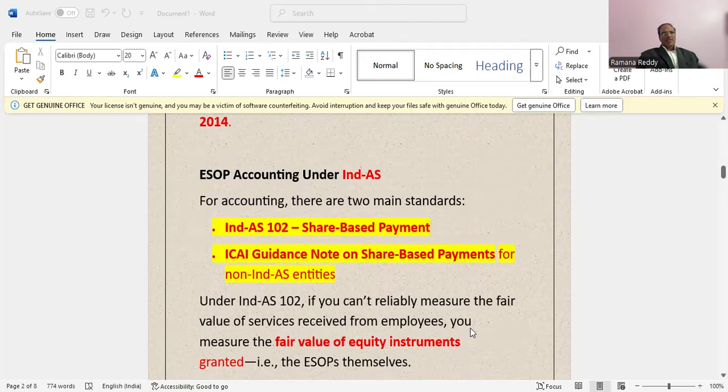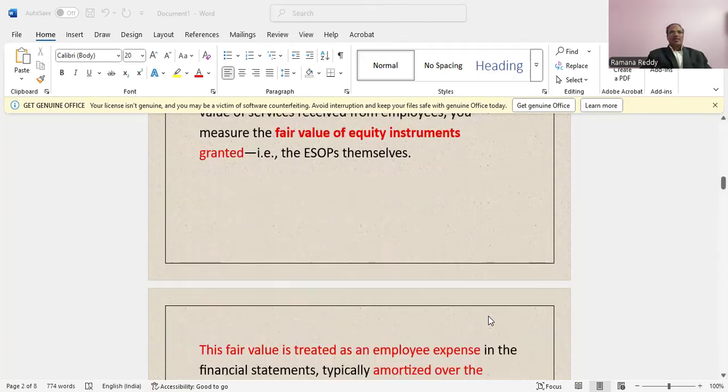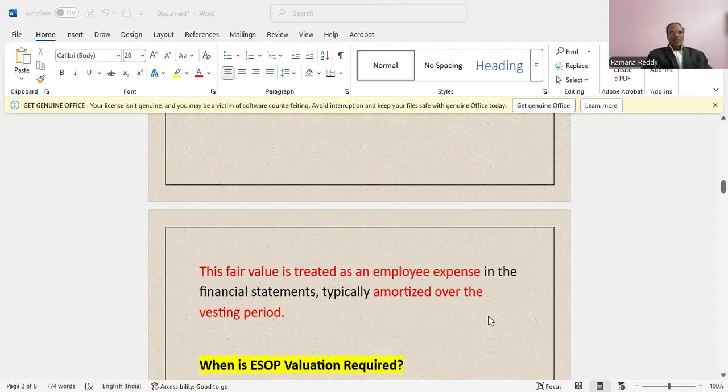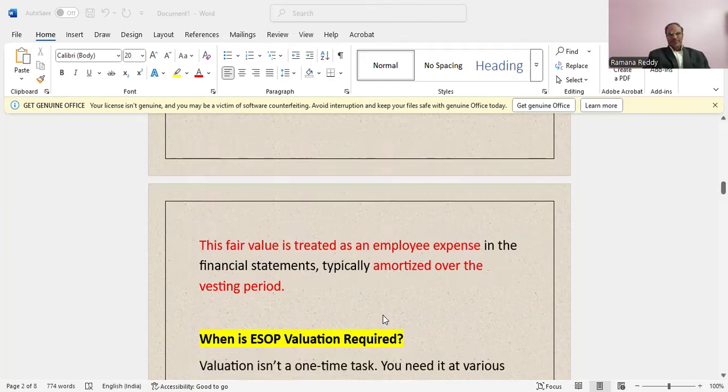Under Ind-AS 102, if you can't reliably measure the fair value of the services received from employees, you measure the fair value of the equity instruments granted, that is, the ESOPs themselves. The fair value is treated as an employee expense in the financial statements, typically amortized over the vesting period.